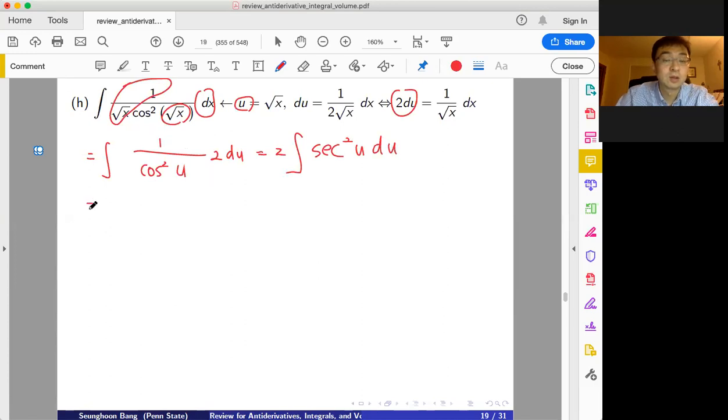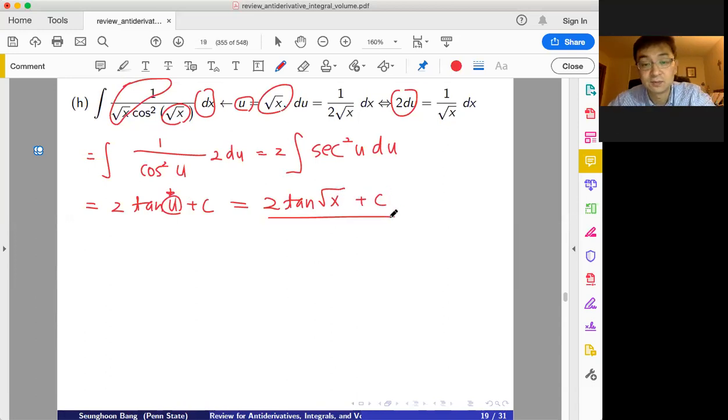This one, so find the antiderivative. The integral of secant squared is tangent of u plus c. You change back, so u equals the square root of x. The final answer is 2 times tangent of the square root of x plus c. We have this answer.